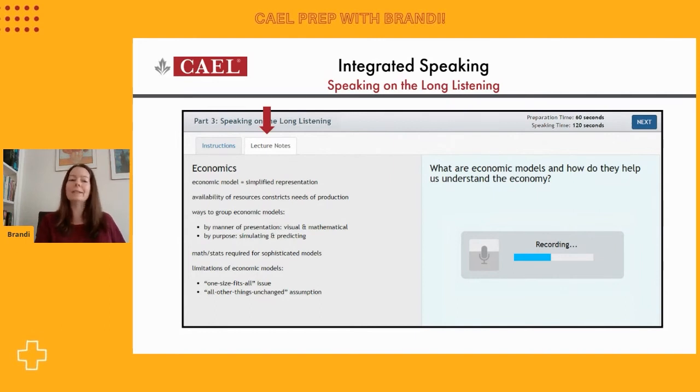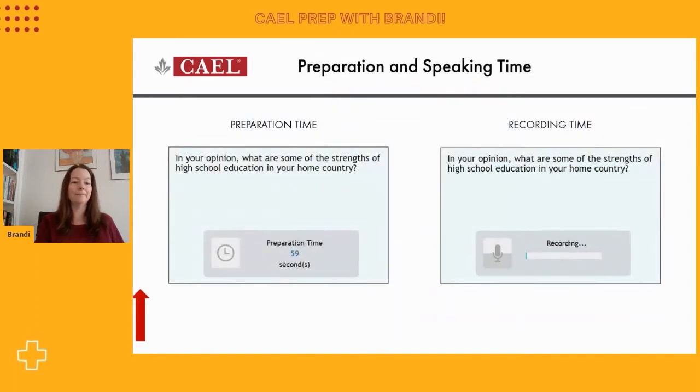Now, you may have noticed on every single screen, right above where the question is, in that top right corner, we've got a preparation time, and we also have a speaking time. It's really important to use the preparation time efficiently so that we're most prepared to actually record the answer. So let's talk briefly about some of the things we should be doing using that time.